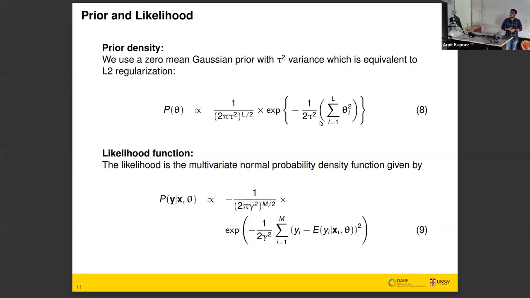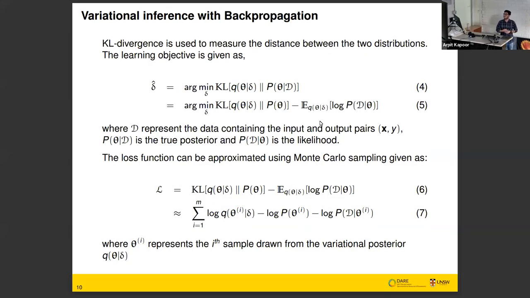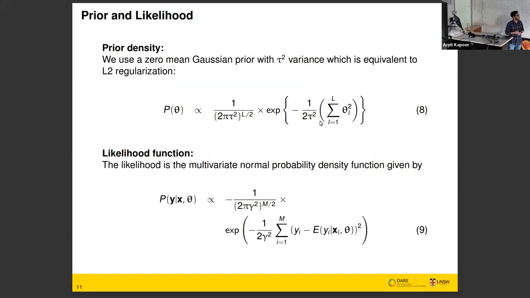Right, so once we've defined these values, the loss function, we can use backpropagation on this loss function to iteratively update our samples for values of delta and delta, which are the variational parameters. And we can do a gradient descent on these neural network parameters.